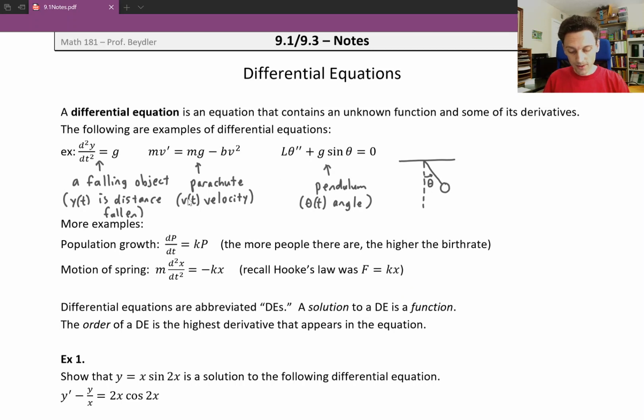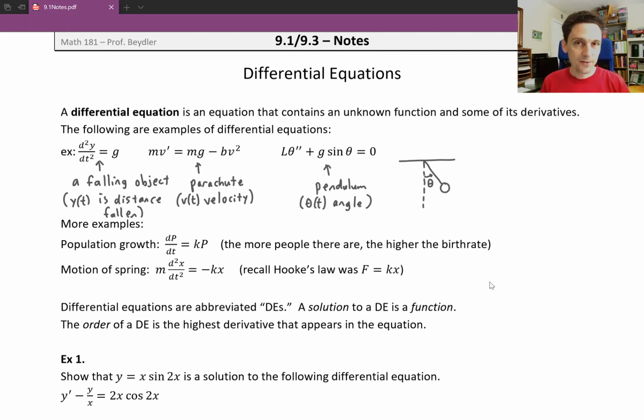So all throughout these examples, we've mentioned that the solution to the equation is a function. In the first case, y of t would be the solution to this equation. The second example, v of t would be the solution, and then theta of t, and then p of t, and then x of t.